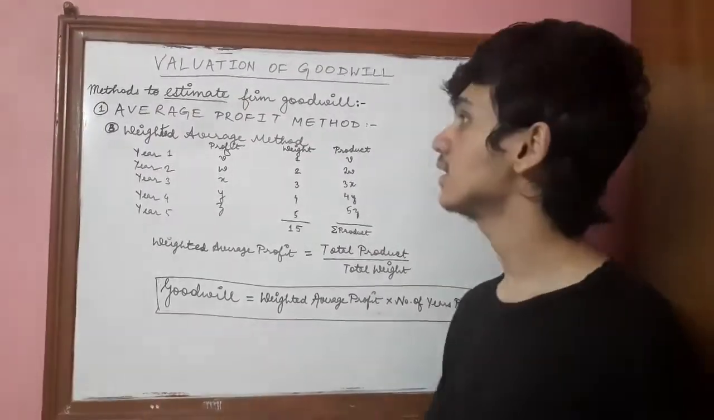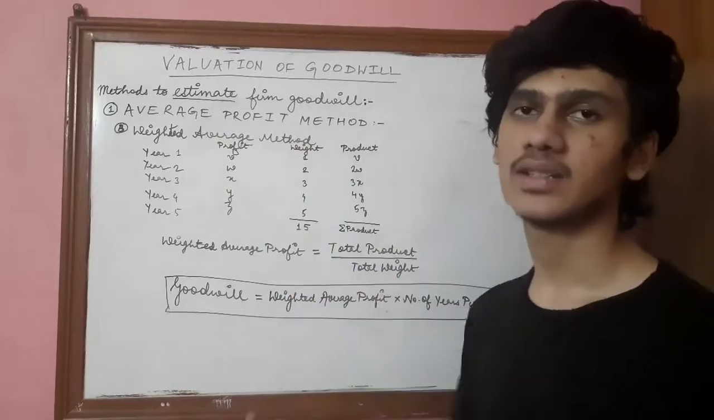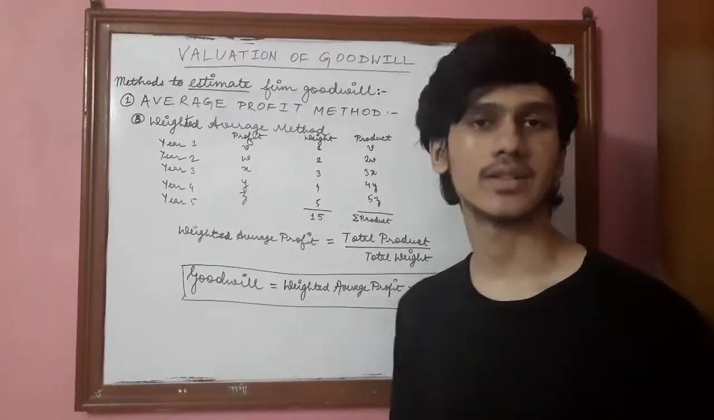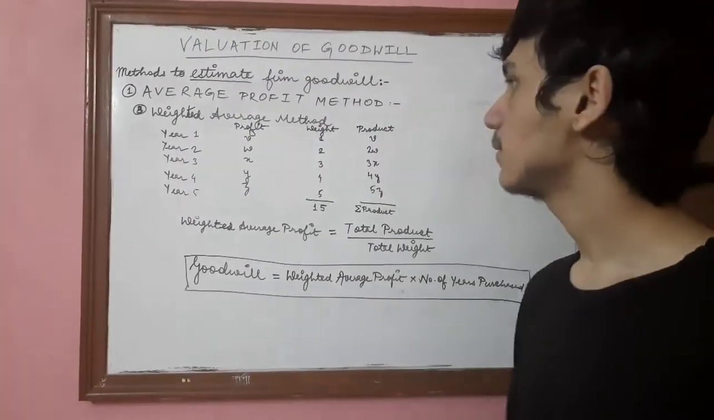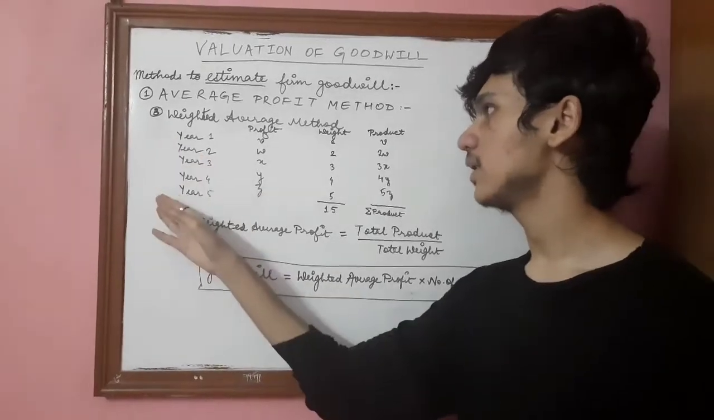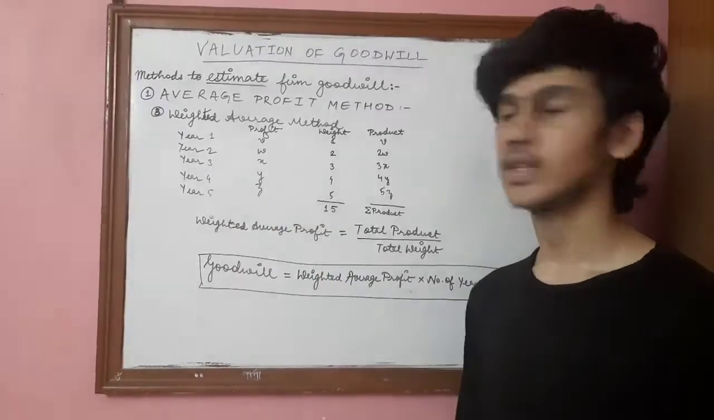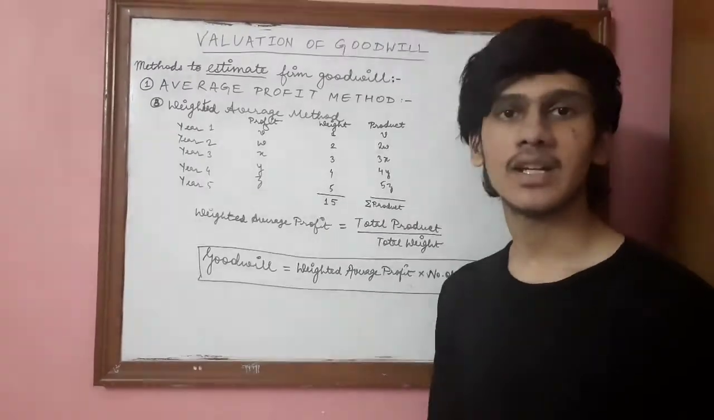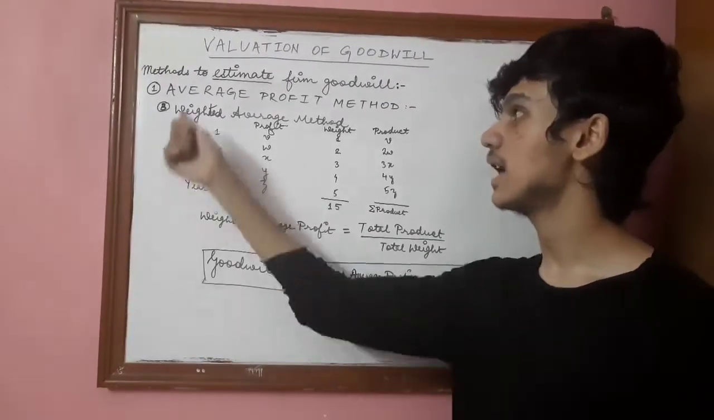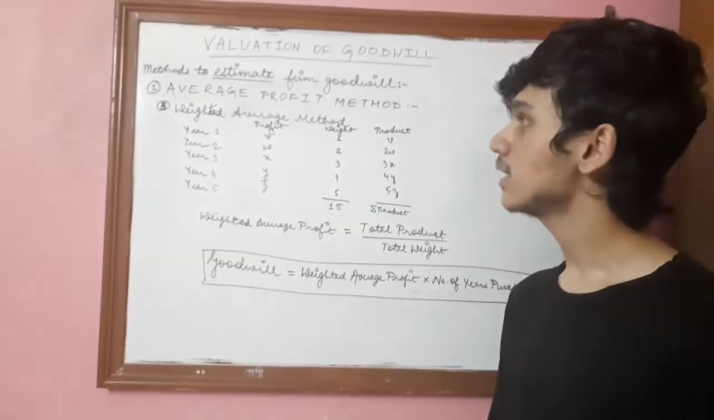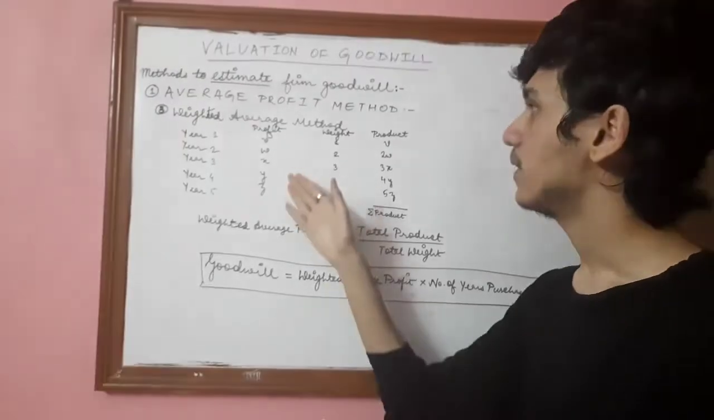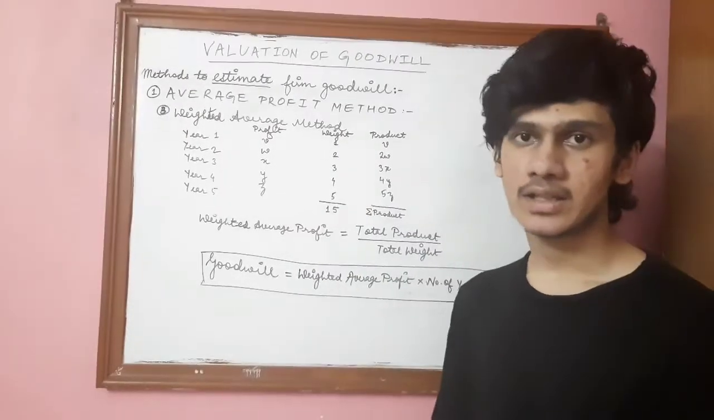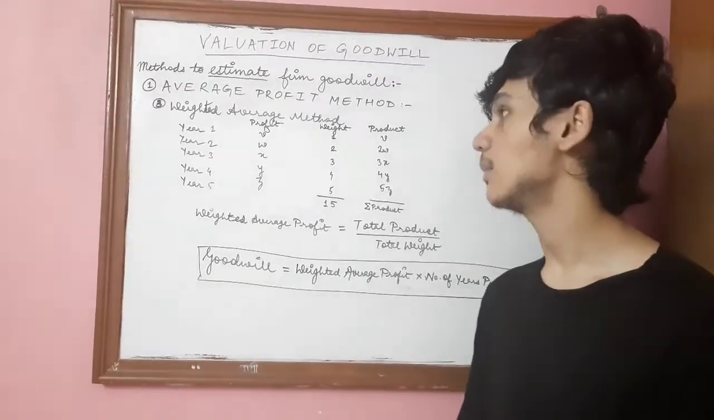The second method under the topic average profit method is weighted average method. In this, we will be given a number of years and the profits. We have to give weights to them. How will we identify in which questions we have to use weighted average method? There will be some kind of trend in the profits. Either they will be ascending, descending, or there will be some pattern among them.